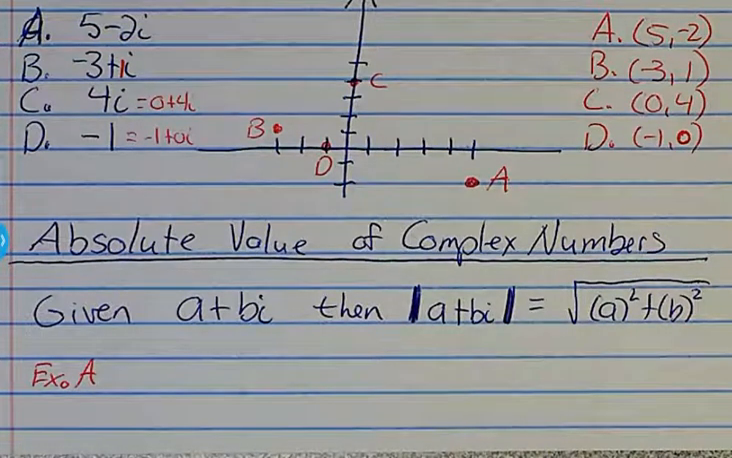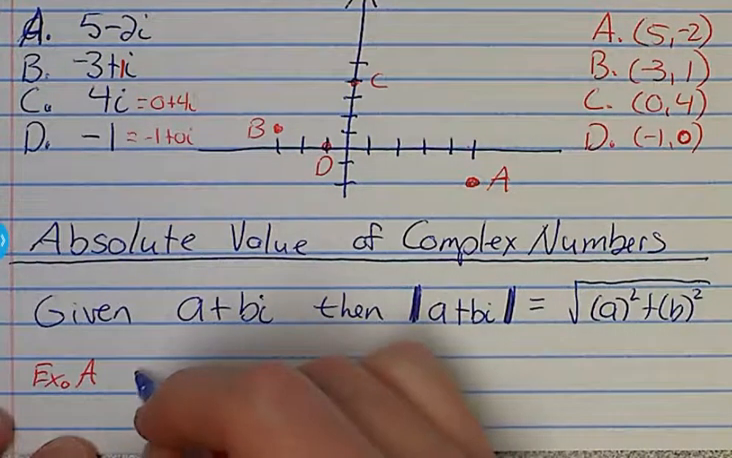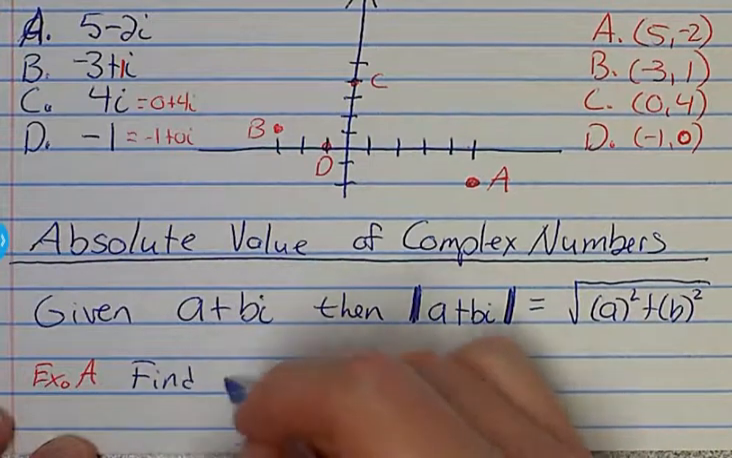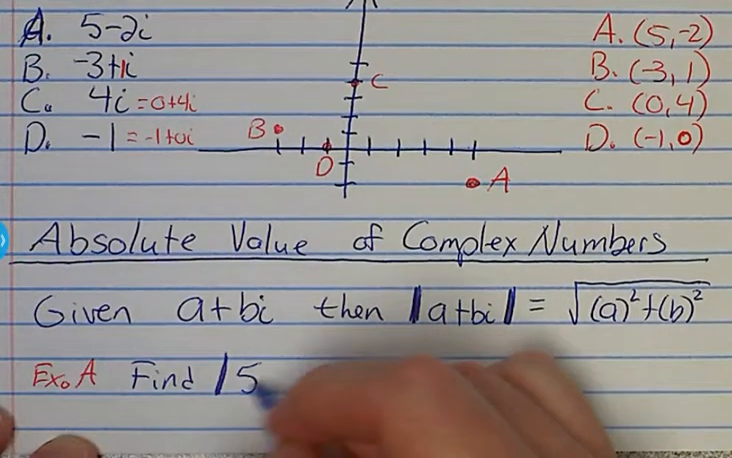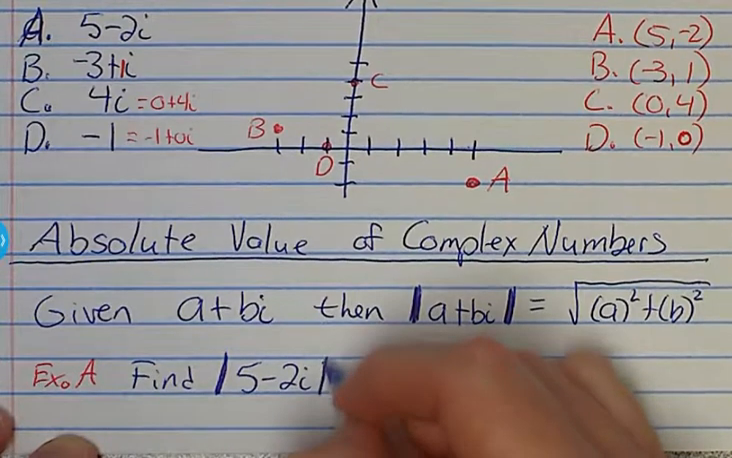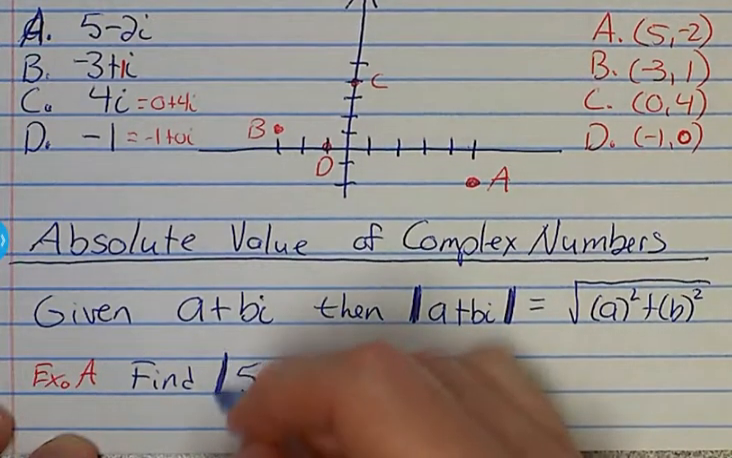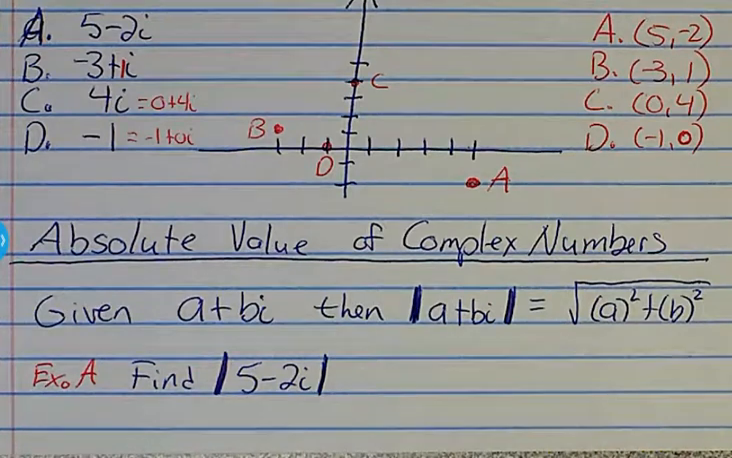Okay, let's do a couple of problems, and this will be good for two things. One, we'll find the absolute value of it, but the second thing is it'll be a good review to go back and look at some simplifying on the square root parts, simplifying the radicals and breaking those down. Okay, so here we go. First example, we'll do two. First example, we're going to find the absolute value of 5 minus 2i.